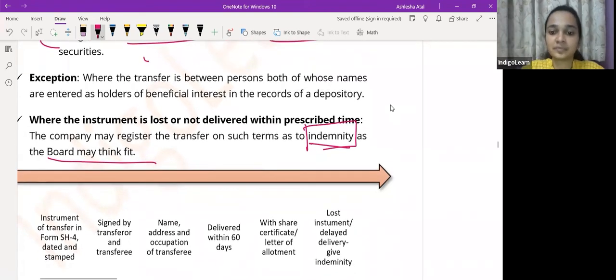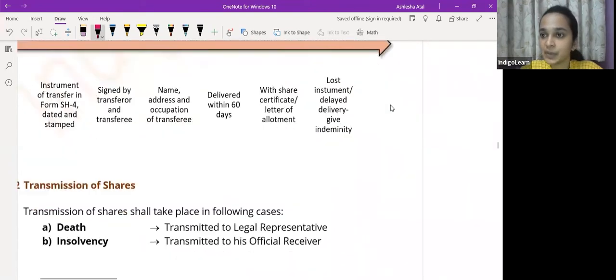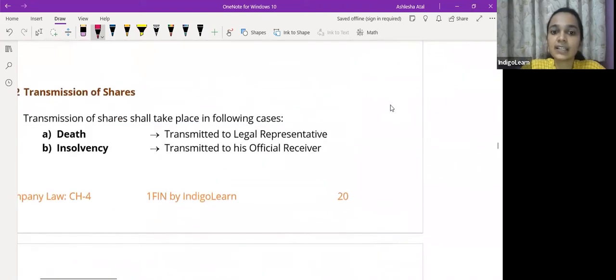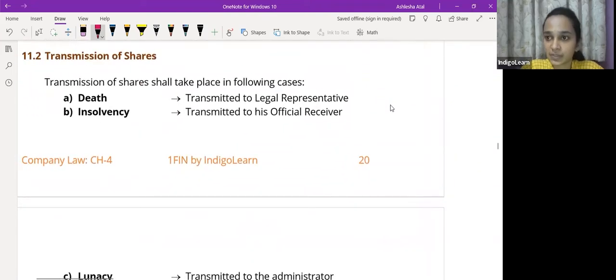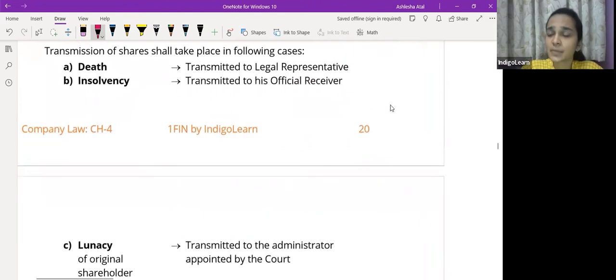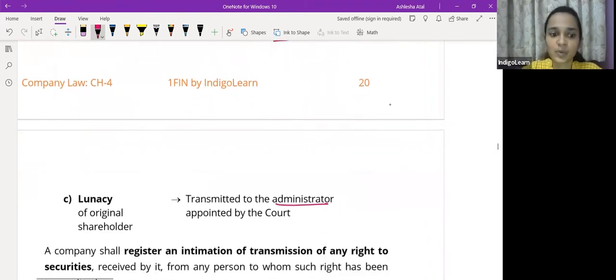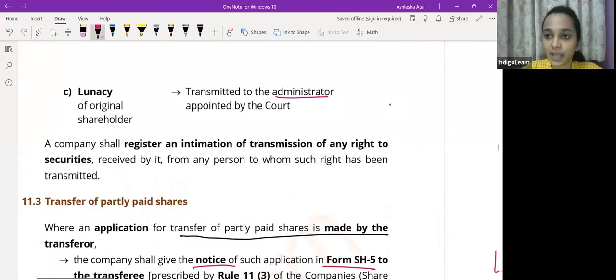Okay. So this was with respect to transfer of shares. Let's now talk of transmission. अभी ट्रांसमिशन जैसा मैंने बताया आपको 3 केसेस में होता है, डेथ, इंसॉल्वेंसी एंड व्हेन अ पर्सन इज lunatic. So डेथ के केस में they are transmitted to the legal representative, इंसॉल्वेंसी में ऑफिशियल रिसीवर और ऑफिशियल असाइनी, and in case lunatic हो जाता है तो the administrator who is appointed by court. So they will be the people to whom the transfer will happen.